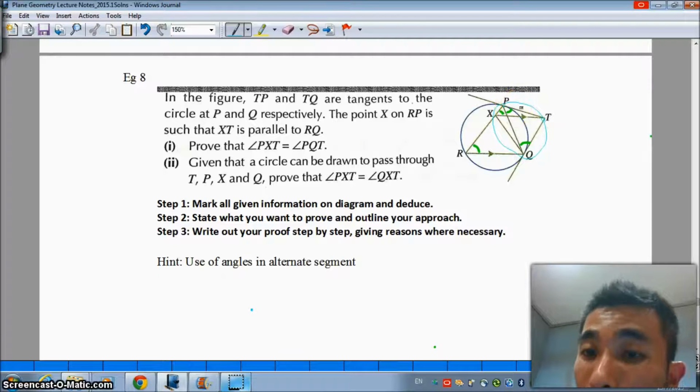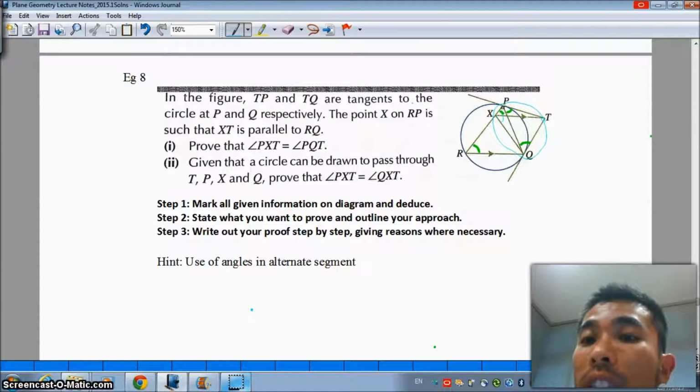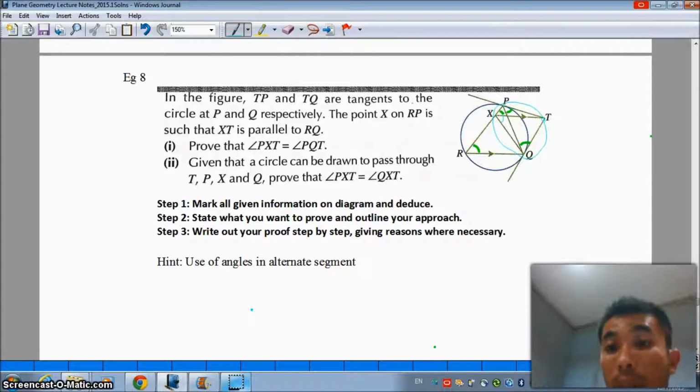If those 3 angles in green are X, this angle here is going to be X as well because QXT is equal to angle QPT. And we are more or less done. Let me pen that down now.